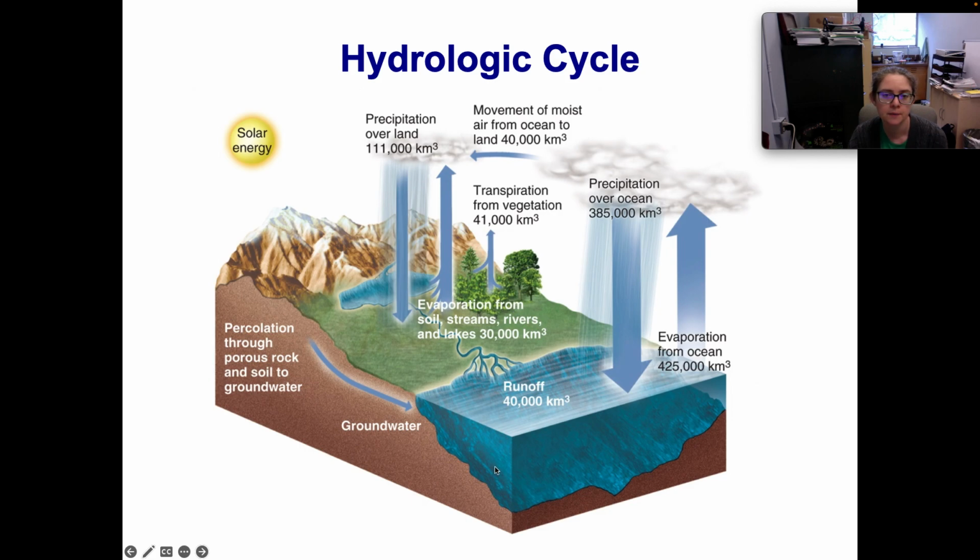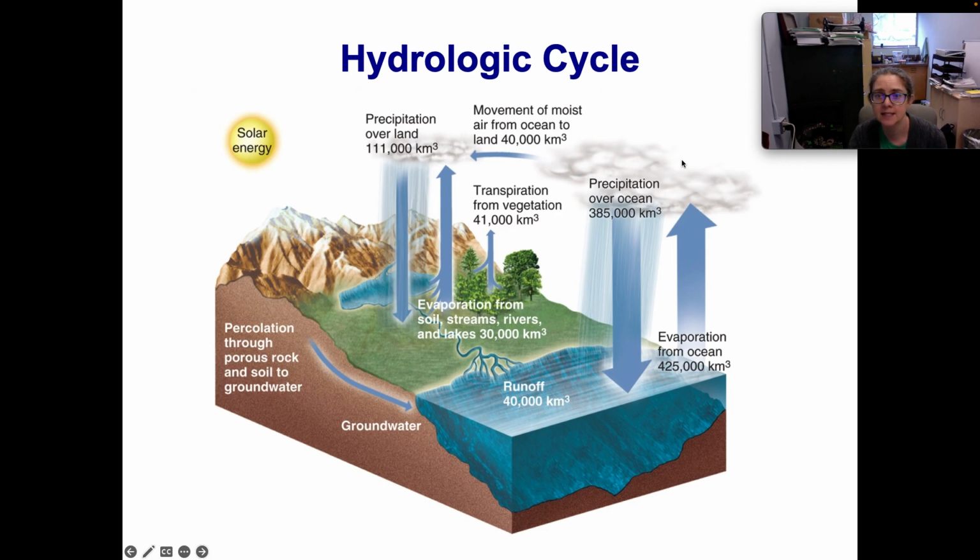So this is a diagram of the hydrologic cycle. It's showing solar energy causing evaporation from the ocean, causing evaporation from soil, streams, rivers, and lakes. And also we get transpiration from vegetation. So as plants are doing photosynthesis, they're releasing water into the air.